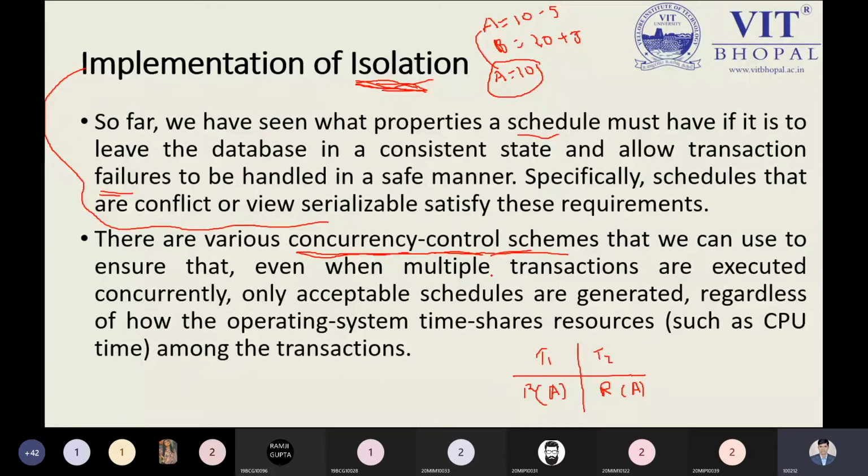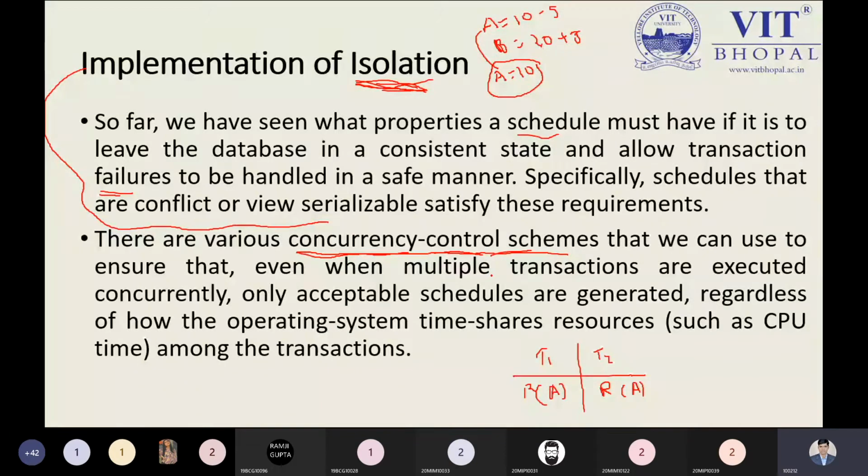Okay, now I'm reading some points for betterment. Specifically, schedules that are conflict or view serializable satisfy these requirements. There are various concurrency control schemes that can be used to ensure that even when multiple transactions are executed concurrently, only acceptable schedules are generated.